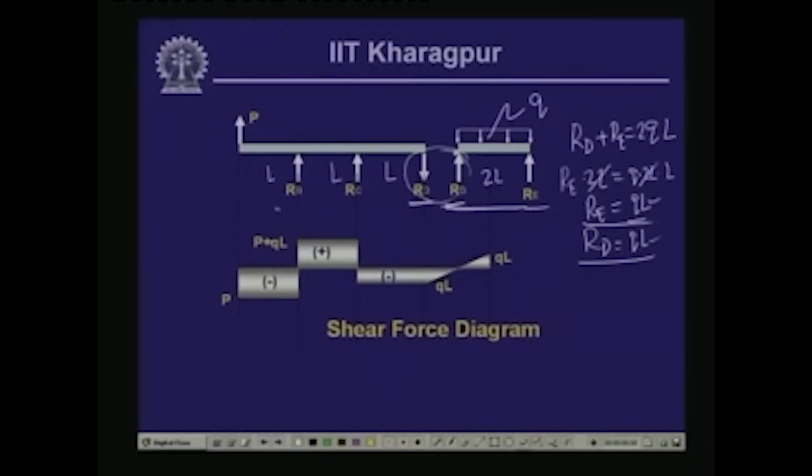Now, for the left segment, if you take the summation of vertical forces as 0, it will give you RB plus RC plus, since it is in the opposite direction, this is negative.